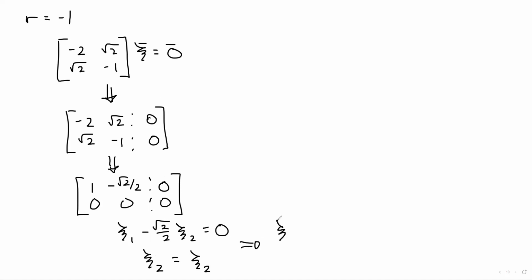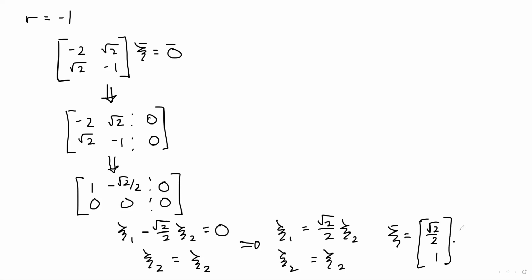And then we get xi 1 equals root 2 over 2 xi 2, xi 2 equals xi 2. All right, and then we're going to have xi equals the vector root 2 over 2, 1, times xi 2. All right, so all multiples of this, since xi 2 could be anything, all multiples of this will end up getting us our second eigenvector.